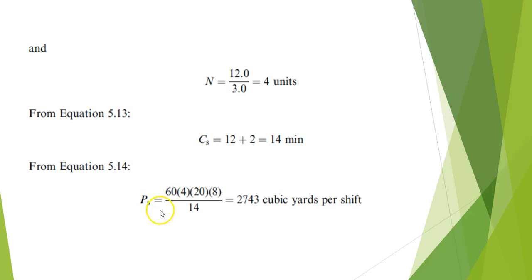And if you then go to the sustained productivity number, you have 60, which is a conversion, times 4 units, times 20, times 8, which is the hours, divided by C sub s, and this is equation 5.14. So we know where we're going. Your sustained production is 2,743 cubic yards per shift, and that's using 4 units.